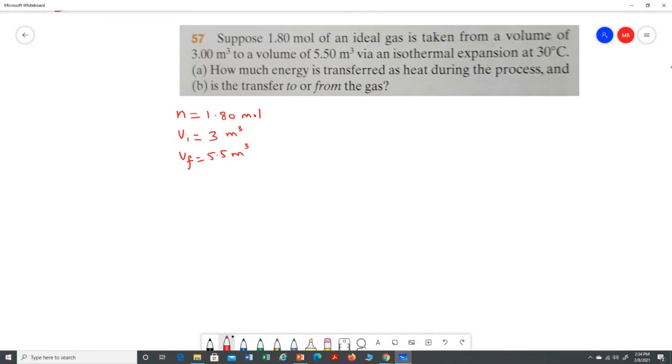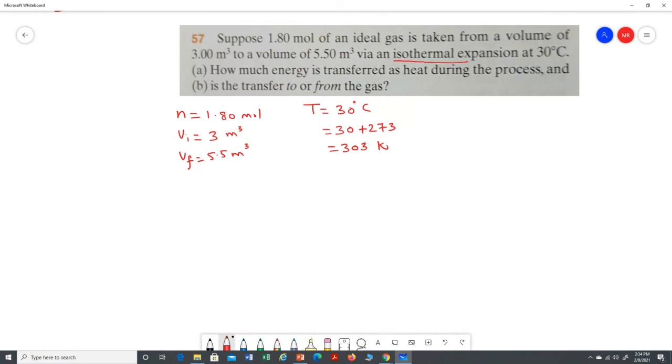Yes, doctor. Okay. And what is the type of process? What process do they mention? Isothermal. What is the meaning of isothermal? Constant temperature. So the temperature is given in terms of Celsius, so you have to convert this Celsius to Kelvin. What you have to do is add 273. When you add, you will get 303 Kelvin. Am I right?